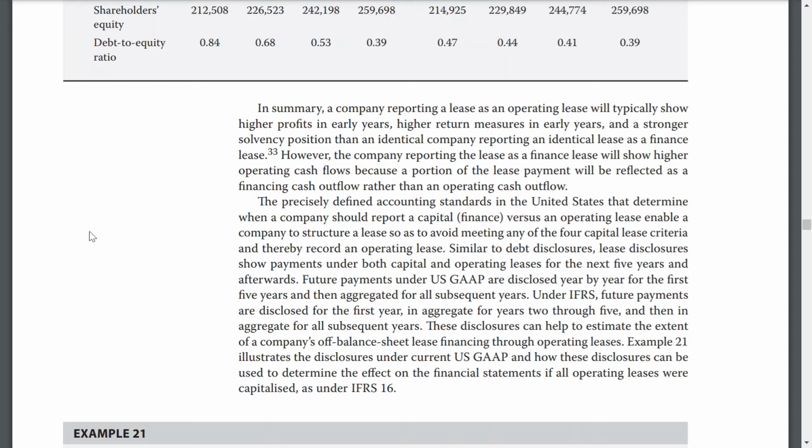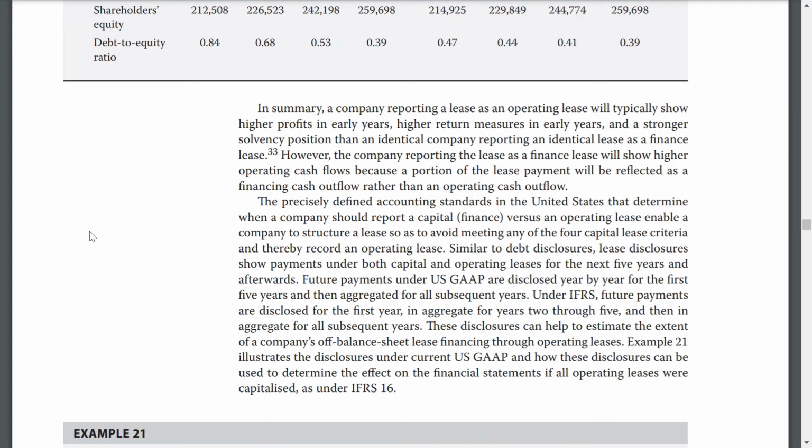The precisely defined accounting standard in the United States that determines when a company should report a finance or capital versus an operating lease enables a company to structure a lease so as to avoid meeting any of the four capital lease criteria and thereby report an operating lease.